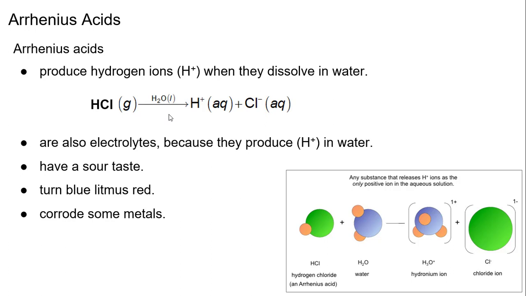So because they disassociate, they are electrolytes. They produce the proton in water, so they are broken up into a cation and an anion. Acids have a sour taste. You would know that if you've ever tried to eat a lemon. I love lemons, bad for the teeth, but love the sour of them. Vinegar is another. Vinegar is acetic acid in water, and if you've ever tried to taste it, it's very, very sour. Acids turn blue litmus paper red.